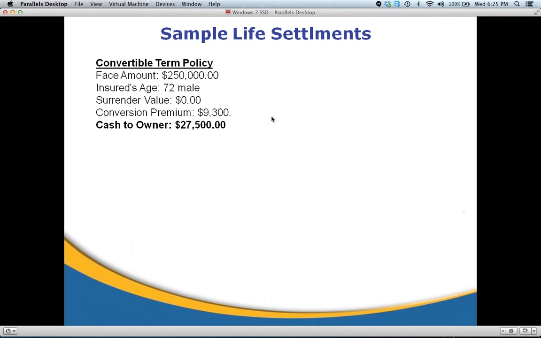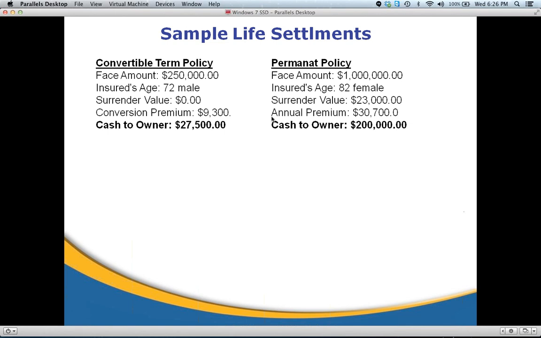So here are some sample life settlements to give you an idea of how these settlements pay out. Here's a convertible term policy that was a $250,000 face amount. This is a 72-year-old male. The conversion premium was $9,300 per year. So the owner got $27,500 in cash after all the expenses and transaction fees and everything that has to take place. So you can see this $250,000 term policy was just going to lapse. It was going to be worth nothing. And instead, he got $30,000.